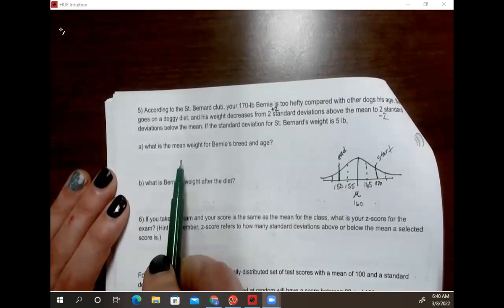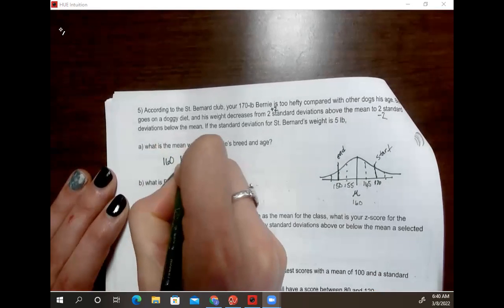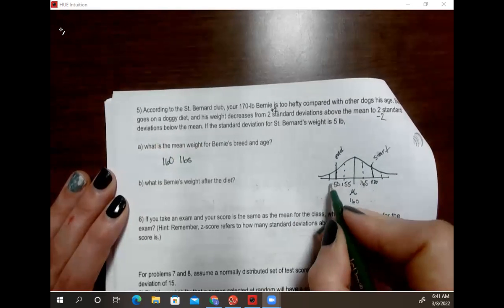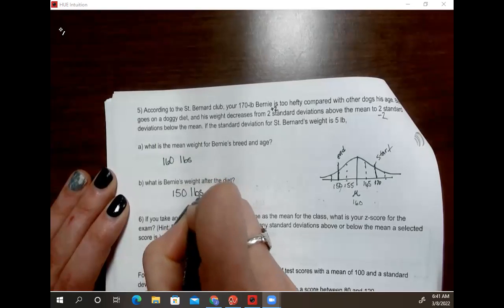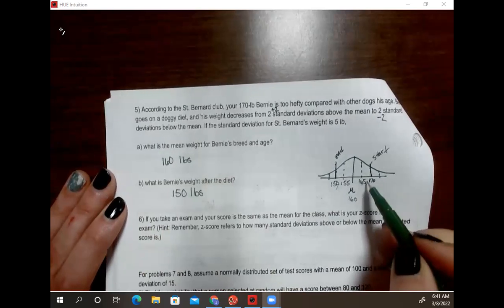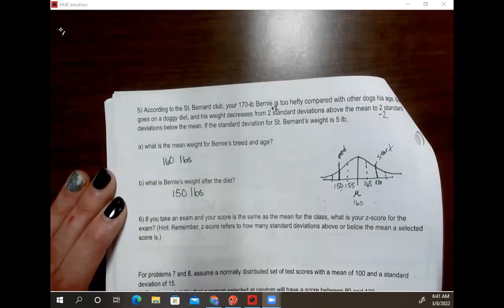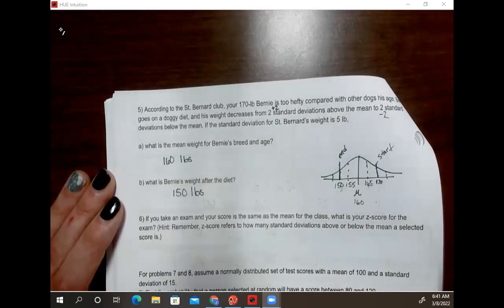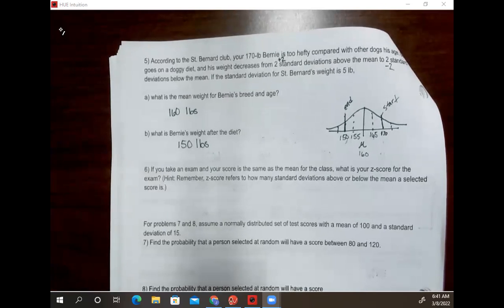The mean weight for Bernie's age and breed would be 160 pounds. And his weight after the diet would be 2 standard deviations below. That's 150 pounds. So even though we didn't start knowing the mean, since we knew where on the distribution we were starting at, +2, and what that value was, we could use that and the standard deviation to be able to fill in the rest of our graph. You're going to want your calculators for the rest of our examples for today.